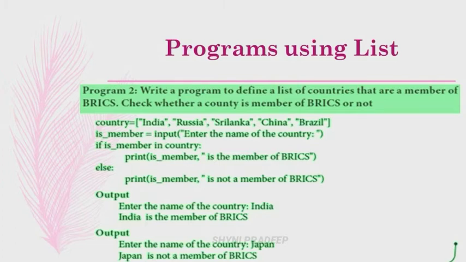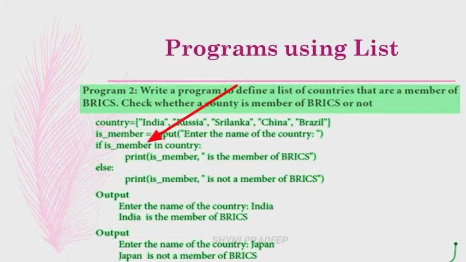You can check whether the given country is a member of BRICS or not. See here, the list of countries are given. Country is equal to, a list: India, Russia, Sri Lanka, China, Brazil. These countries are members of BRICS. See the next line: is member is equal to input, enter the name of the country. Here you have to enter the name of the country.